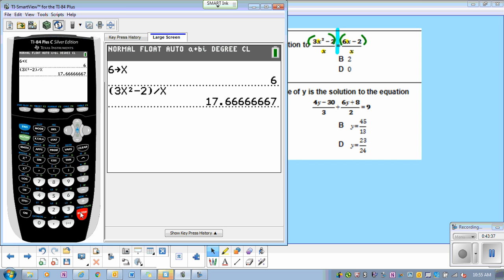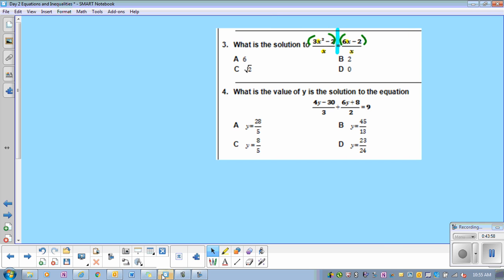17.66666, whatever. That's fine. Look on the right-hand side. I'm going to plug in the right-hand side, (6x minus 2) divided by x. Did you use parentheses too? Good. All right. These don't equal each other, right? So that means 6 is not a solution. Okay? If it doesn't work, it's out.